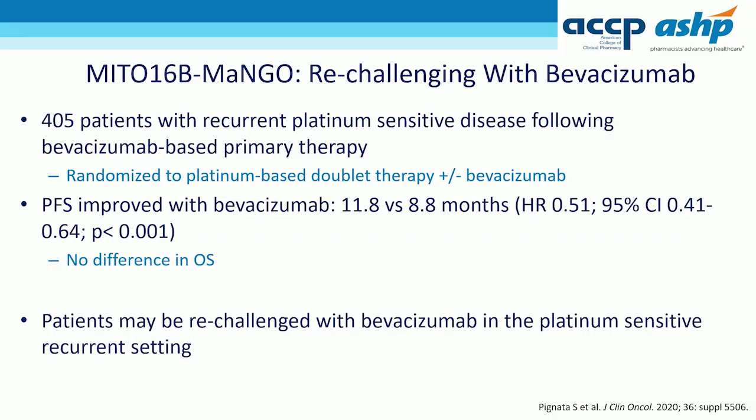And so then MITO 16B MANGO is a trial that is showing us that you can re-challenge with bevacizumab. So if patients receive bevacizumab in their upfront treatment, can you still give it in the recurrent setting? What this trial showed us is they basically looked at those with recurrent platinum-sensitive disease following bevacizumab-based primary therapy, and they were randomized to a platinum-based doublet therapy plus or minus bevacizumab. We do see an improvement in progression-free survival, but again, no difference in overall survival. So it is an option for patients with platinum-sensitive disease. Just because they receive bevacizumab up front does not mean that they can't receive it in the recurrent setting. So it's still an option for these patients.